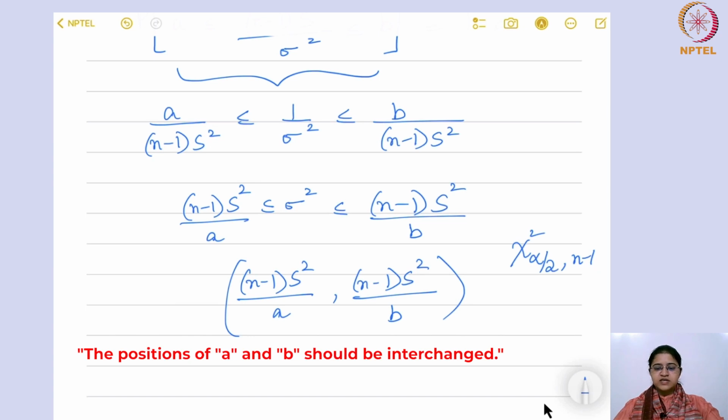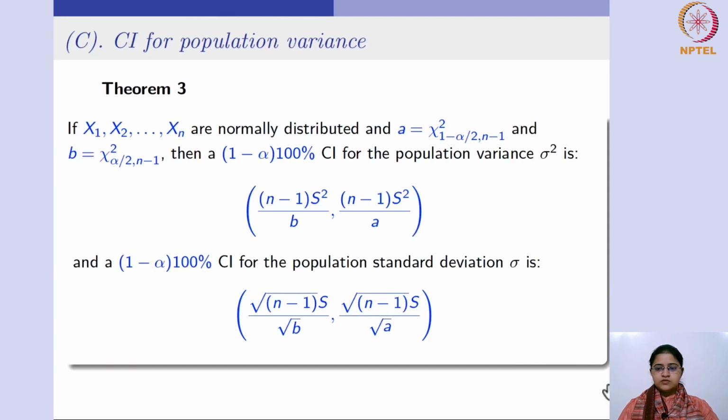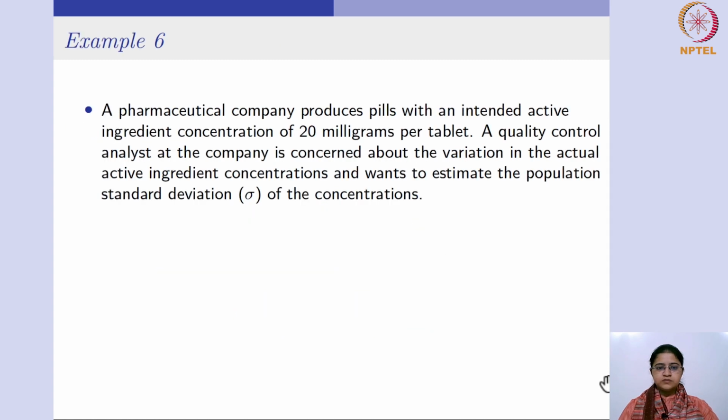So let us see an example for this. Suppose a pharmaceutical company produces pills with an intended active ingredient concentration of 20 milligrams per tablet.